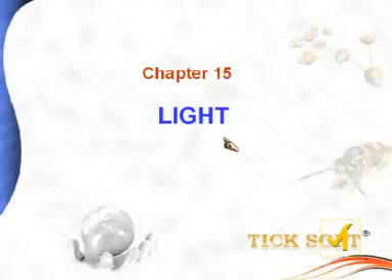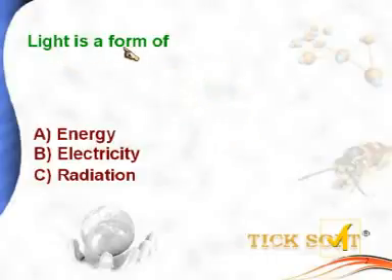Chapter 15, Light. Light is a form of, the options are option A, energy, option B, electricity, and option C, radiation. Light, it is a form of energy. Okay, so option A is the answer.